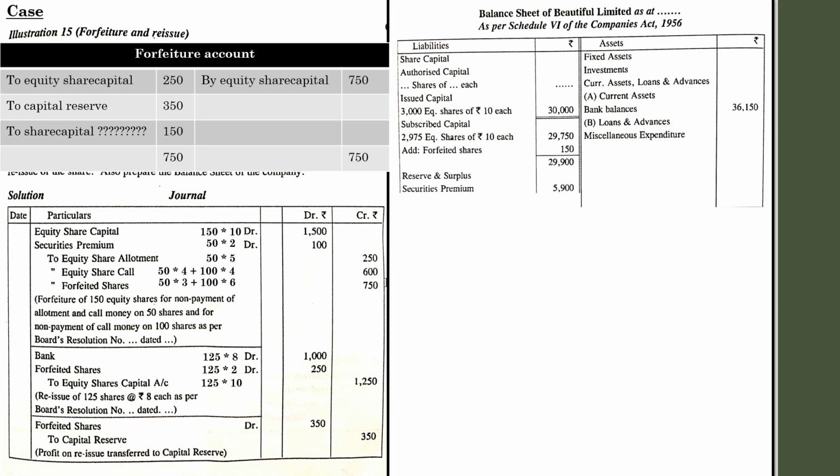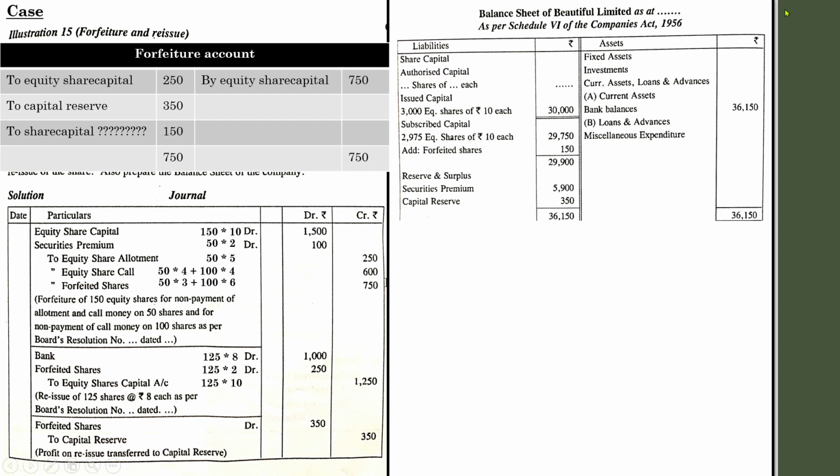After that, you have to show the amount of security premium under the head reserves and surplus, 5,900. We have done the computation for 5,900. How we received 5,900, we have discussed all that. Now if you take the total, and remember one more thing, you have to show the amount of capital reserve that is transferred from the forfeiture account separately in the balance sheet. Now you can take the total, you will get a tally amount. So this is how you have to show the balance sheet of a company.